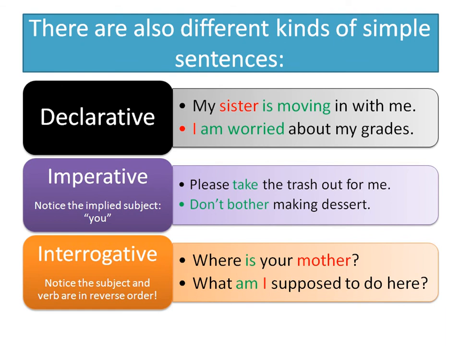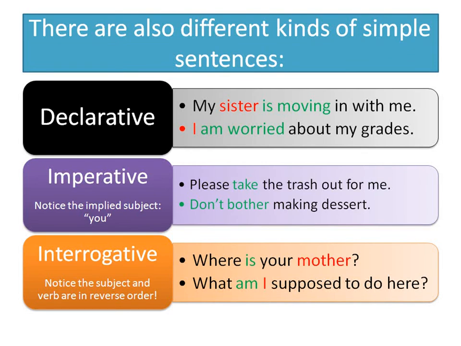These are commands, and we could add you. You take the trash out for me. Don't you bother making dessert. But again, it makes the sentence seem more aggressive than it needs to, so we just take them out and let it be correct. In an interrogative sentence, we rearrange things a little bit. An interrogative sentence is simply a question, but notice that the subject and the verb are in the opposite order that we usually see them in.